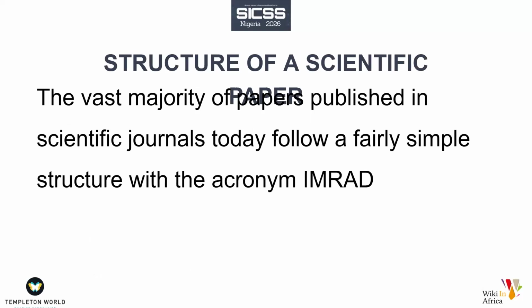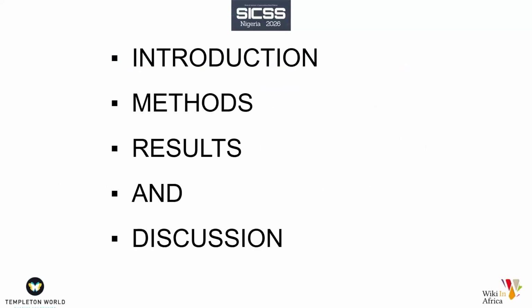Okay. Now, what's the structure of a scientific paper? The vast majority of papers published in scientific journals today follow a fairly simple structure with the acronym IMRAD. Next slide. What's IMRAD? Very simple. Introduction, Methods, Results, and Discussion.